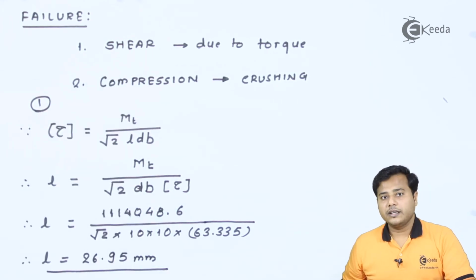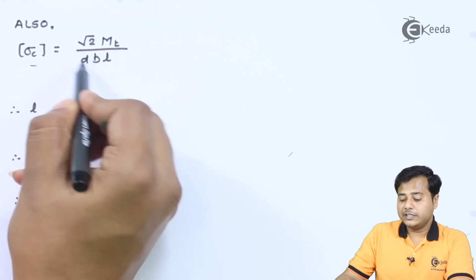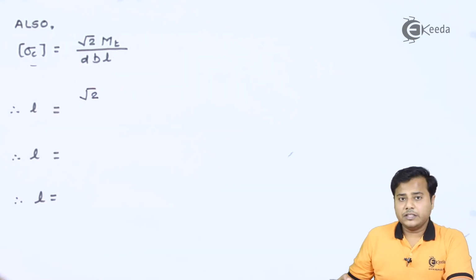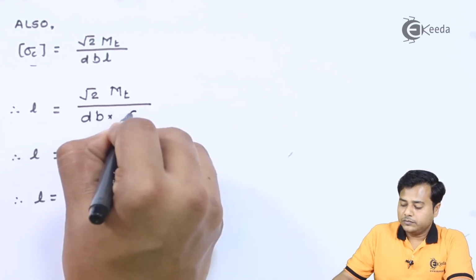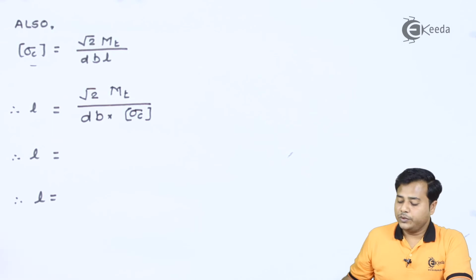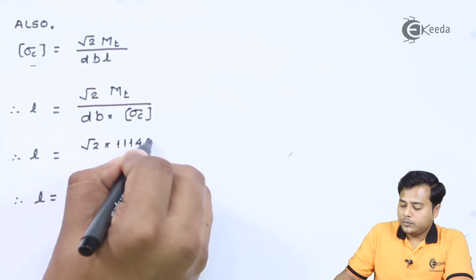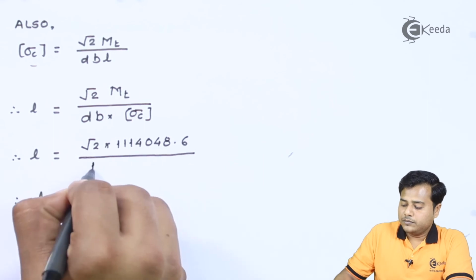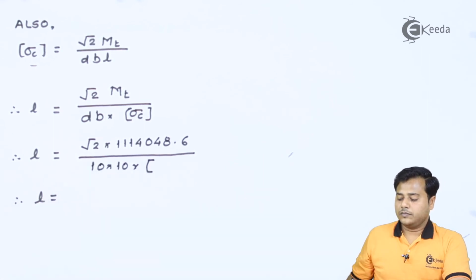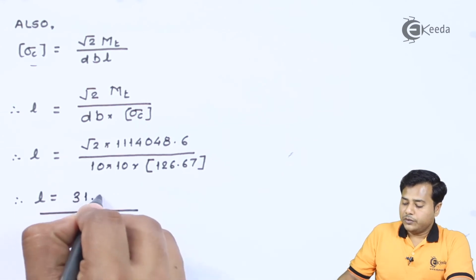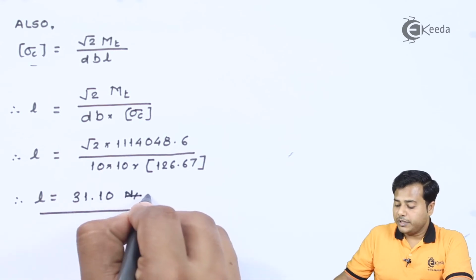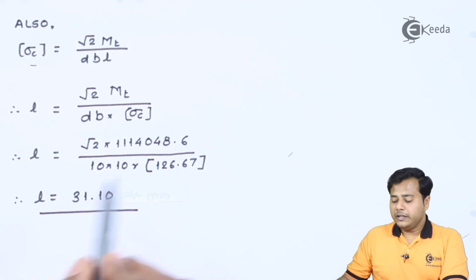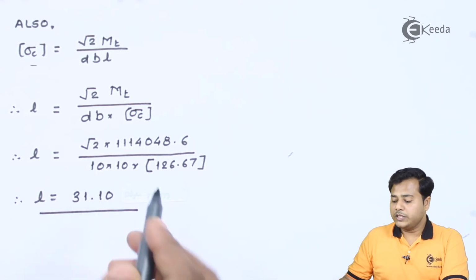Let us move to the second criteria. Now second criteria is about crushing. This is the standard formula. After substituting the values properly, we will get, let's substitute the individual values. As we solve this expression, we will get the value of length somewhere equal to 31.10 Newton per. Extremely sorry, the unit is millimeter. So as we solve this expression properly, we'll get this answer somewhere around 31.10 millimeter.